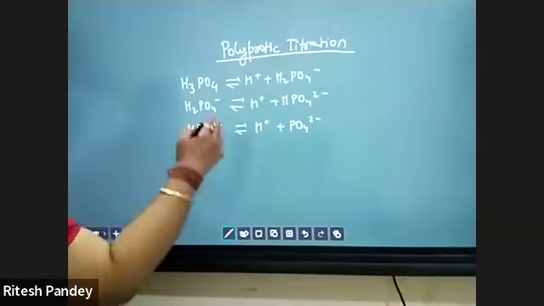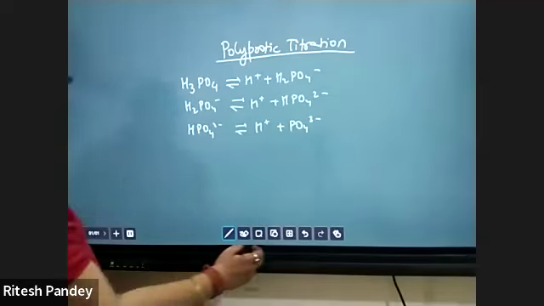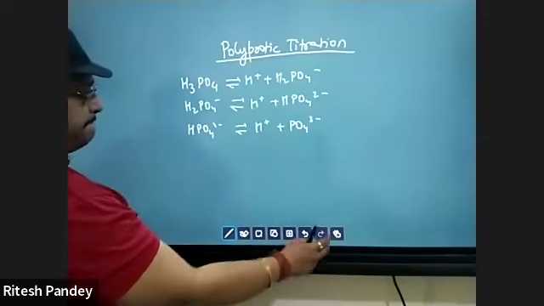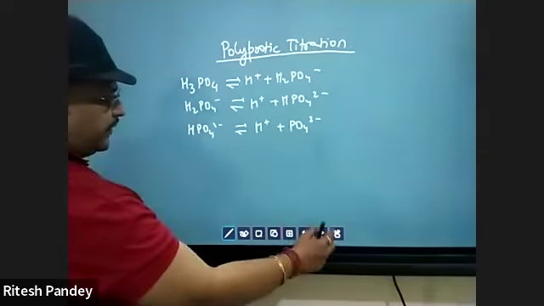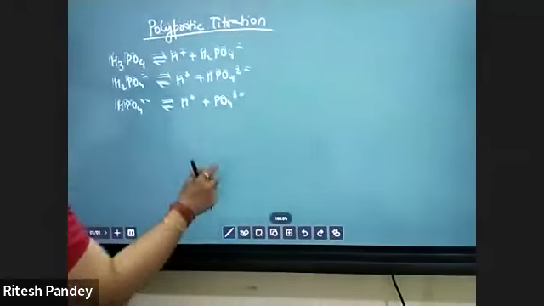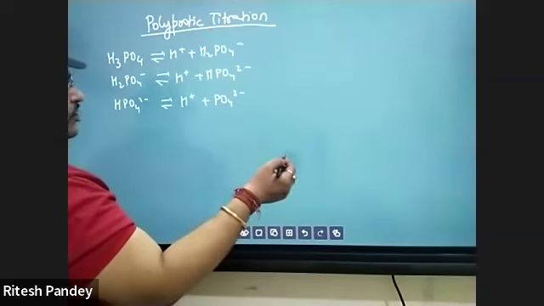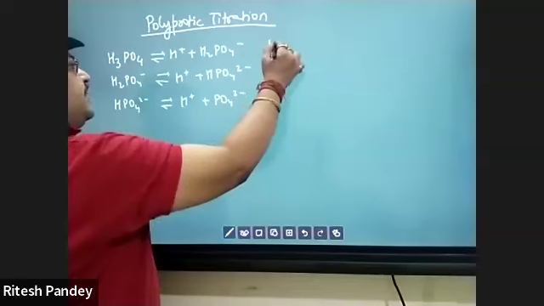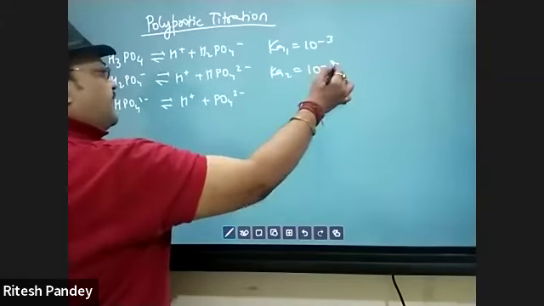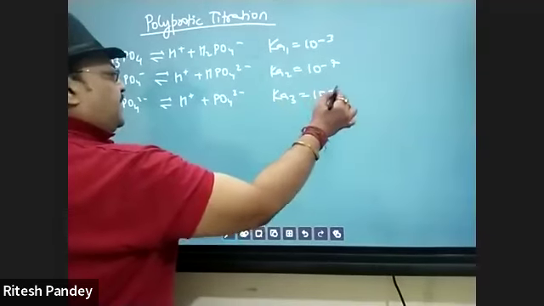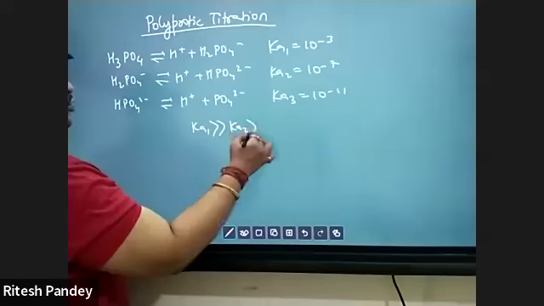Now, right away, three stages of losing H plus: K1, K2, K3. And naturally, when it comes to K1, K2, K3, I'm not going to write the expressions right now. I'll just write the corresponding values, and the most common values are, suppose they give you K1 to be roughly 10 to the power minus 3, K2 almost equal to 10 to the power minus 7, K3 to be 10 to the power minus 11, and this is a general trend. K1 much more than Ka2, much more than Ka3.